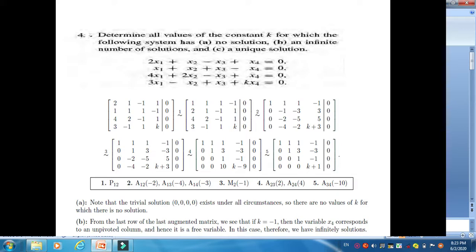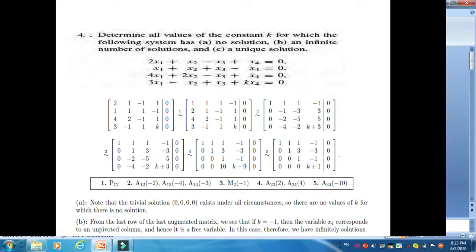of that matrix. First we write the system of equations: 2x1 plus x2 minus x3 plus x4 equal to 0, x1 plus x2 plus x3 minus x4 equal to 0, 4x1 plus 2x2 minus x3 plus x4 equal to 0, 3x1 minus x2 plus x3 plus kx4 equal to 0. So first we write it as an augmented matrix. You see, that is the augmented matrix for that system of equations: 2 1 minus 1 1, 1 1 1 minus 1, 4 2 minus 1 1, 3 minus 1 1 k. Right?